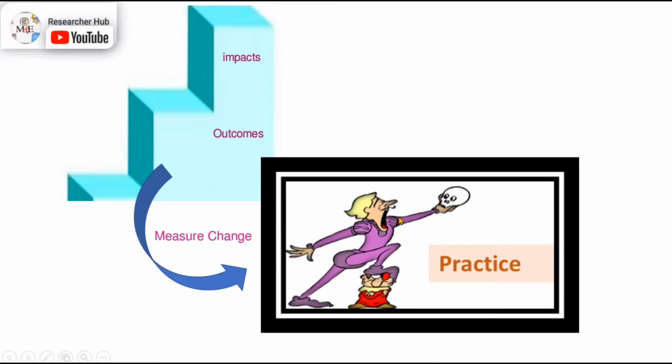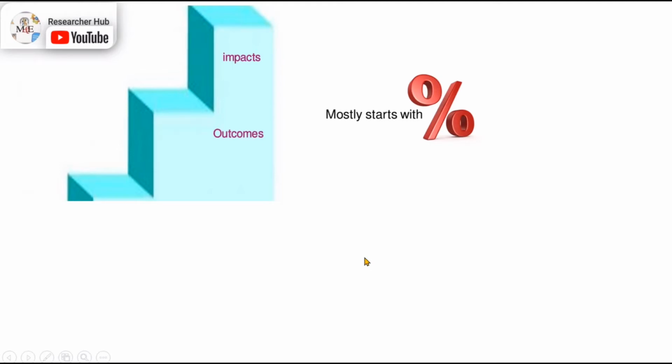How many percent of our target group have changed their practice. So we are looking for change. Like in my previous learning video, we discussed the change at the outcome and the impact level. At the outcome and impact levels, we are looking for change that happens in practice. So very often, this indicator starts with a percentage.